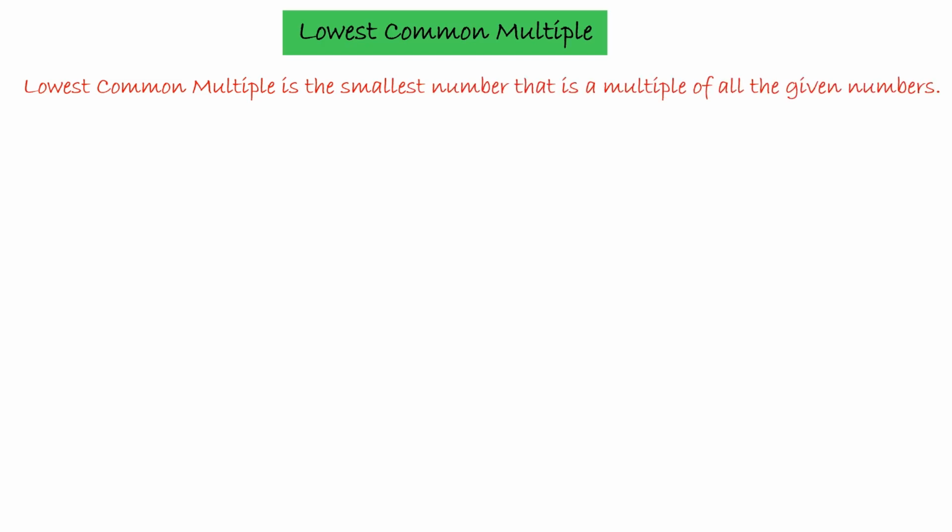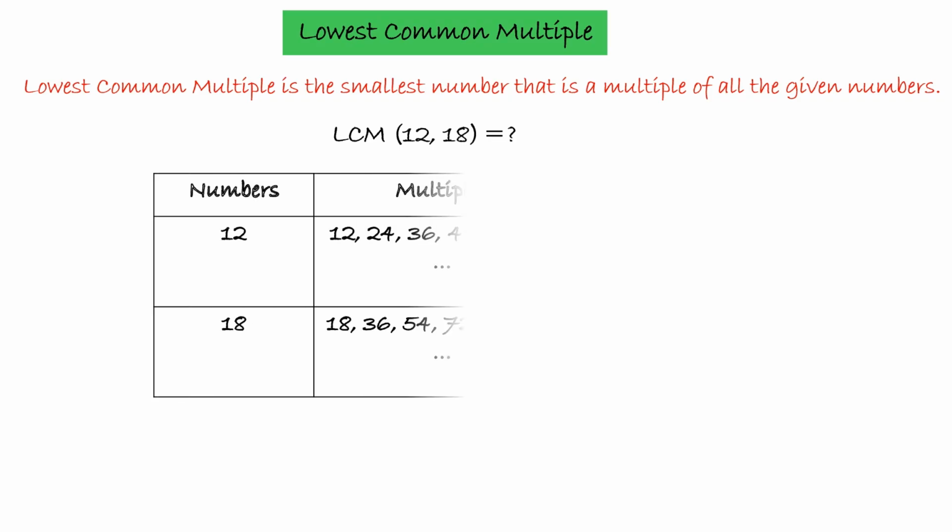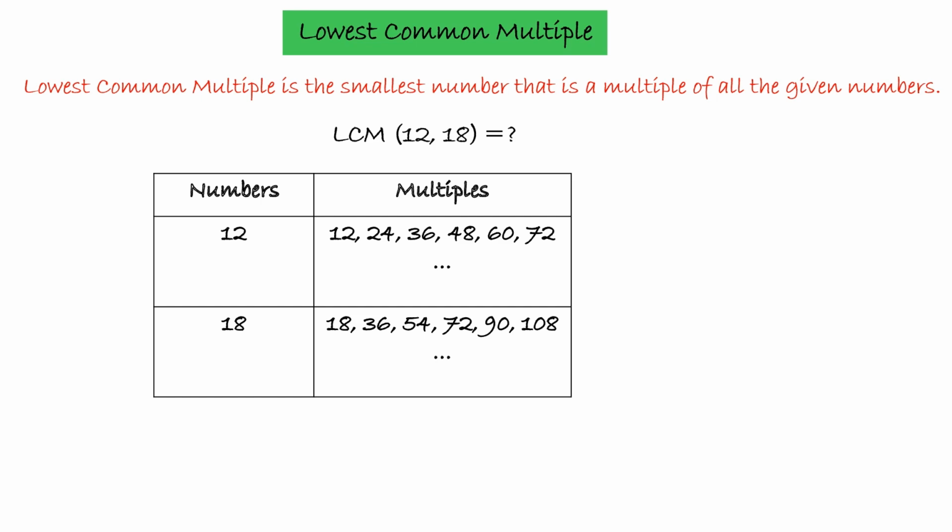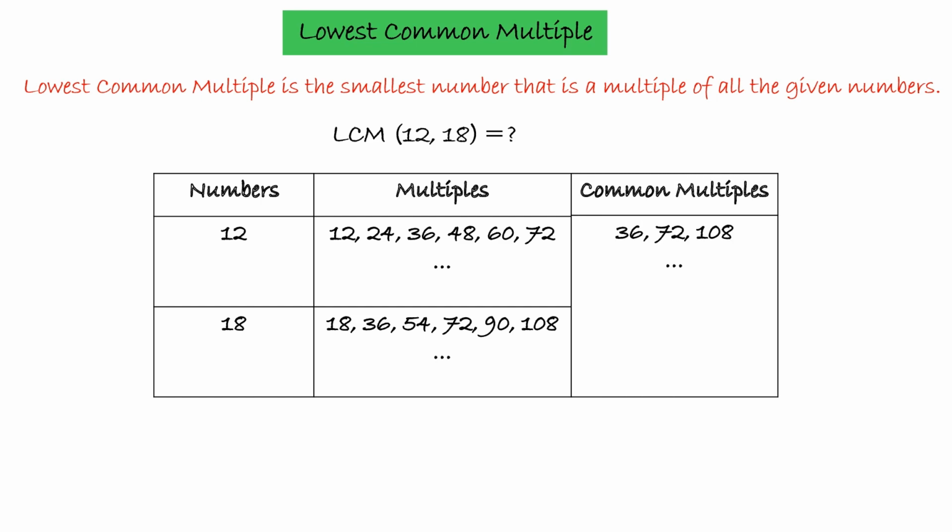On the other hand, lowest common multiple is the smallest number that is a multiple of all the given numbers. In other words, it is the lowest multiple common to the given numbers. Let's find the LCM of 12 and 18. First, we write down the multiples of 12 and 18. From these, the smallest multiple common to both numbers is 36. So, LCM of 12 and 18 is 36.